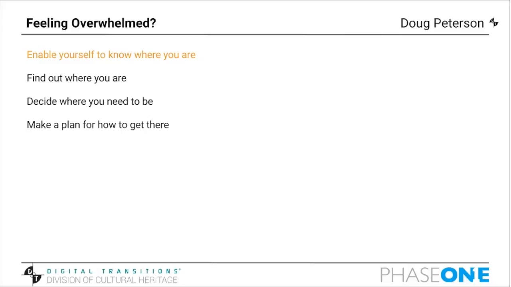So once you've figured out where you are and where you need to be, then you can make a plan for how to get there. And we'll offer up to you guys at any institution, whether you're using our system or not, we're glad to help with this. We're glad to help you identify where you are. We're glad to help identify where you need to be. We're glad to help you make a plan for how to get there.